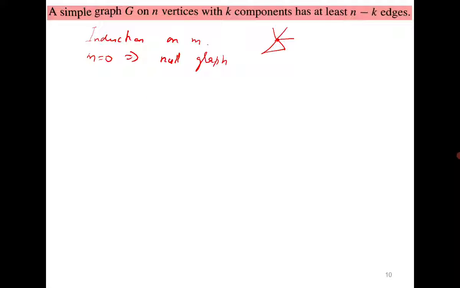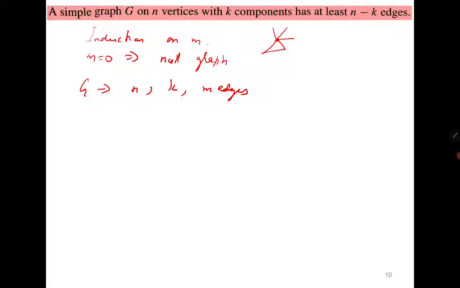So in case of the null graph, the result is trivial and holds. So let us assume that the result holds on all the graphs with less than or equal to m minus 1 edges. So let G be a graph with n vertices, k components and m edges.